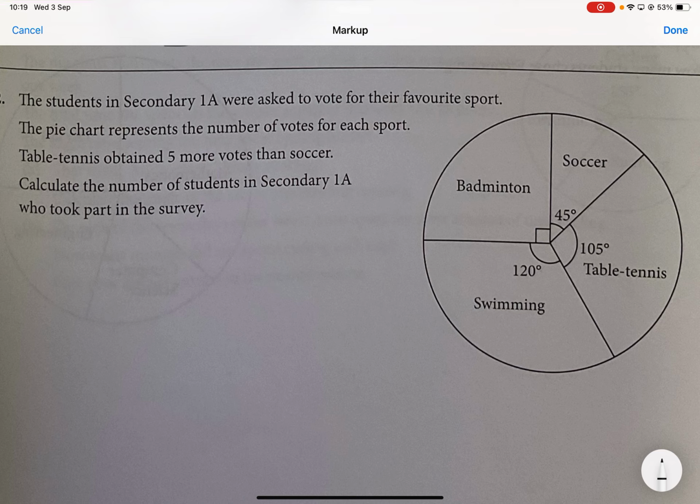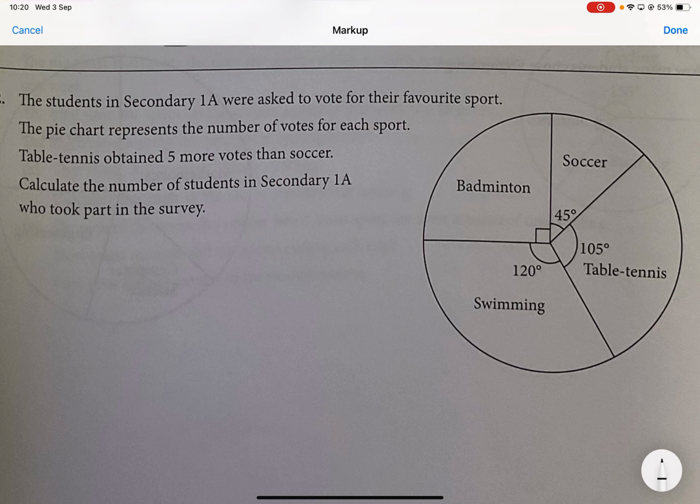Is 120 the number of votes itself? It is not. It is the degree. It is also not percent. It is the degree. The degrees are going to add up to 360 degrees. Then 360 degrees is the 100%. So actually they never tell you how many votes yet. But in the question, they tell you table tennis has 5 more votes than soccer.